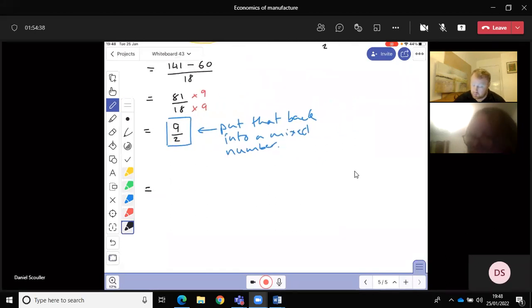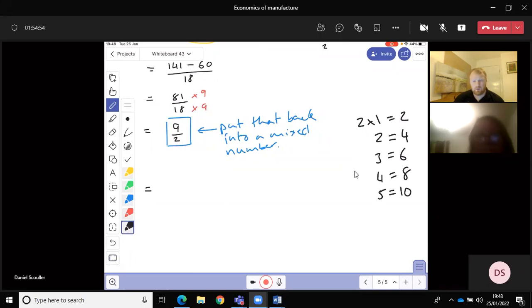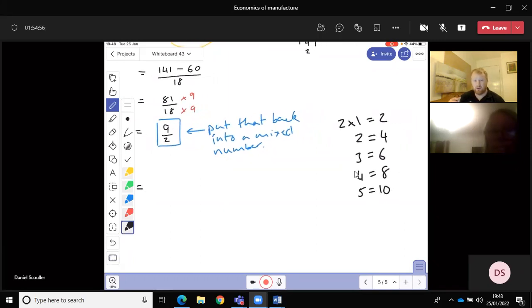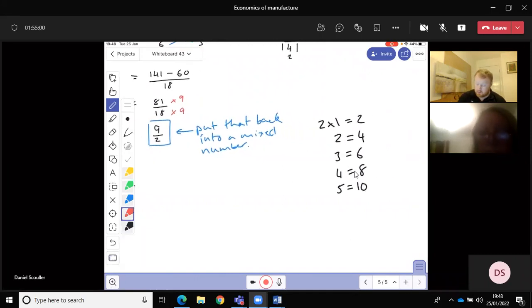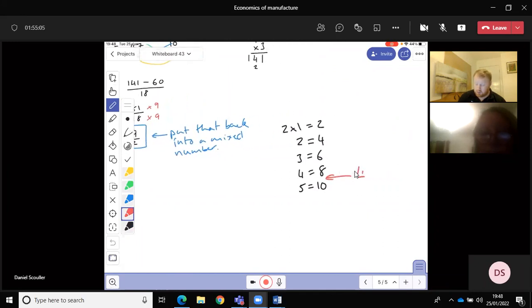Okay, so 2 times table, 2 times 1 is 2, 2 times 2 is 4, 2 times 3 is 6, 8, 5 is 10. So we've got 9 over 2. So we're looking for where 9 fits in here. So obviously it fits in here. So we have 4 whole 2's, plus 1 remainder.